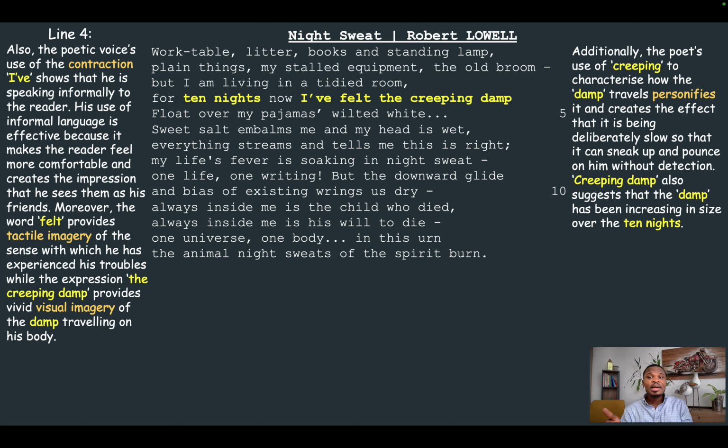Now, "creeping damp" also suggests that the damp has been increasing in size over the 10 nights. So it's been growing in size as well. So that's a second explanation for the word "creeping."